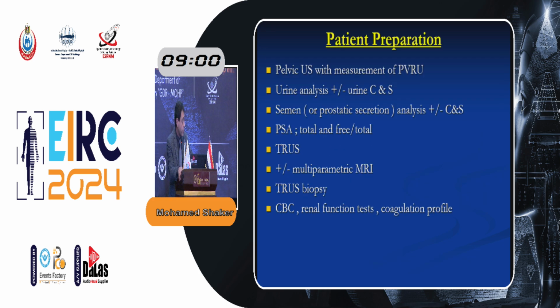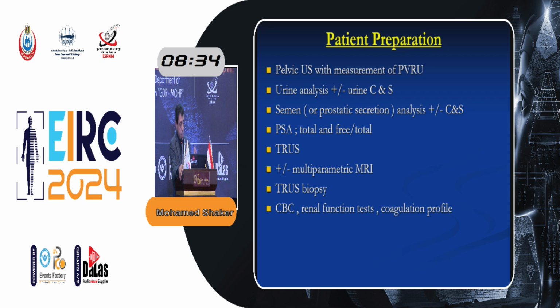So how to prepare our patient for prostatic artery embolization? We do pelvic ultrasound with measurement of post-voiding residual urine, and of course measurement of the prostate volume. We do urine analysis plus or minus culture if infection is suspected clinically, or if there is pus in the urine analysis, and also semen analysis plus or minus culture of the semen if there are more irritating symptoms and suspected infection.